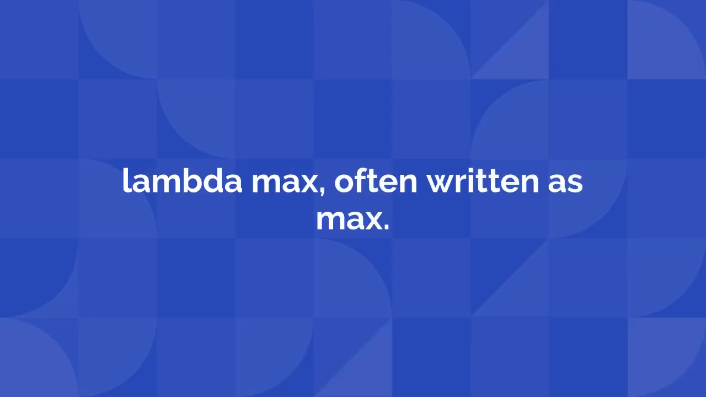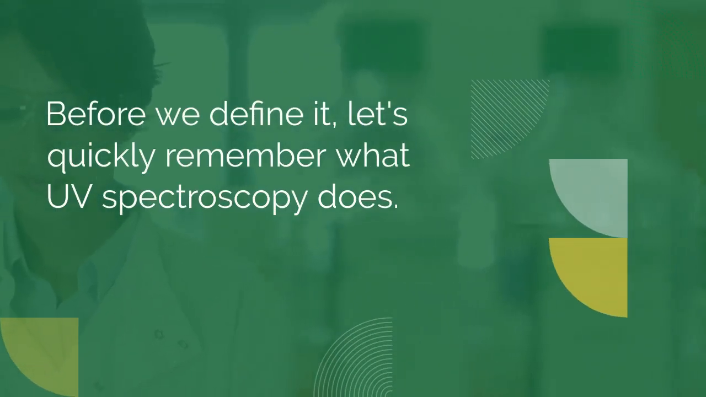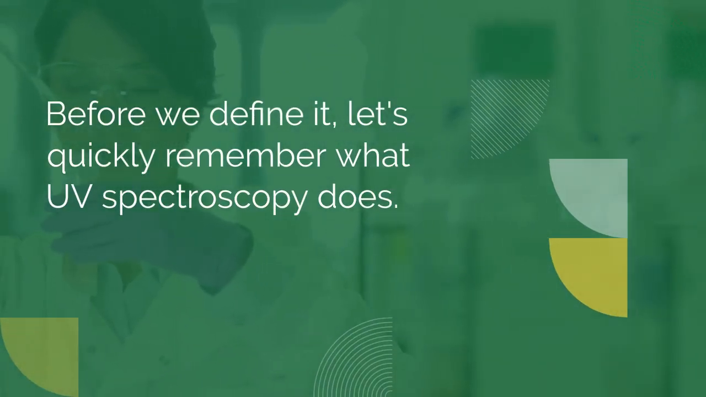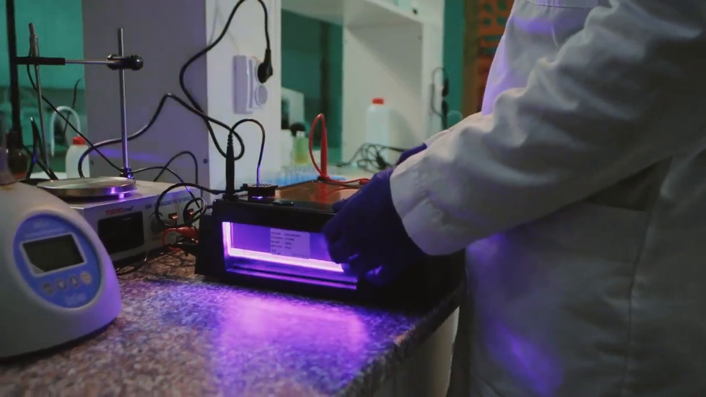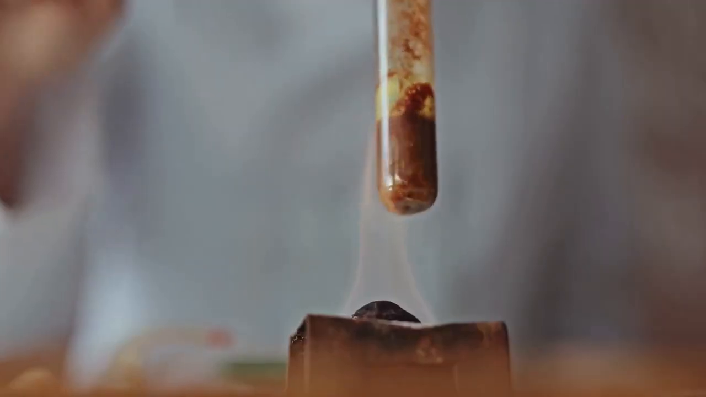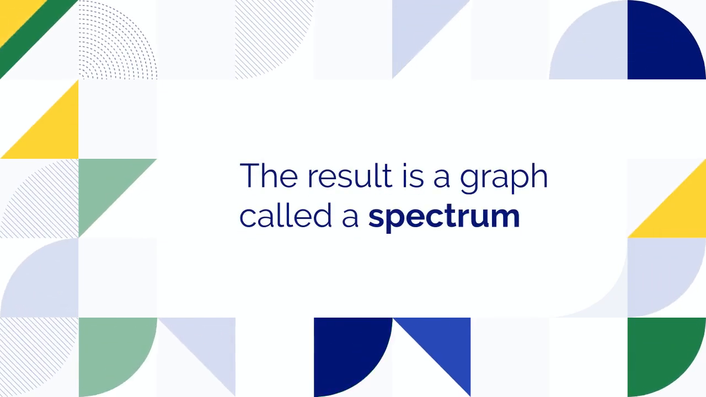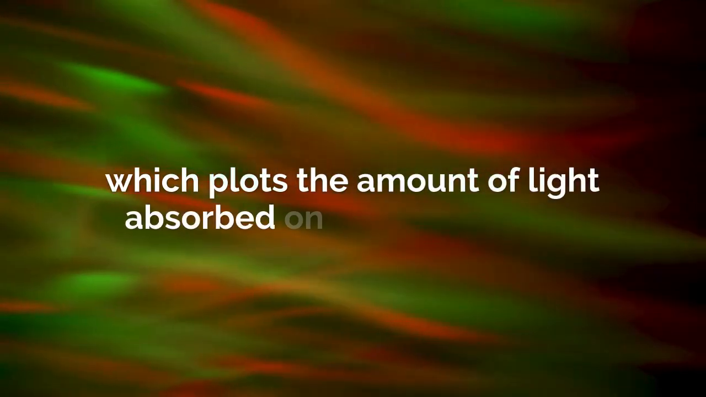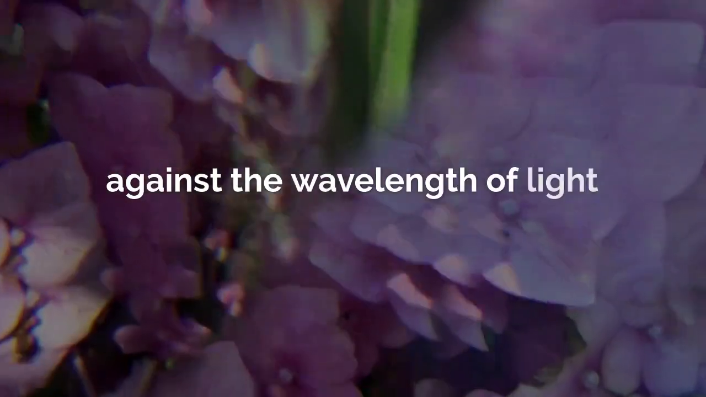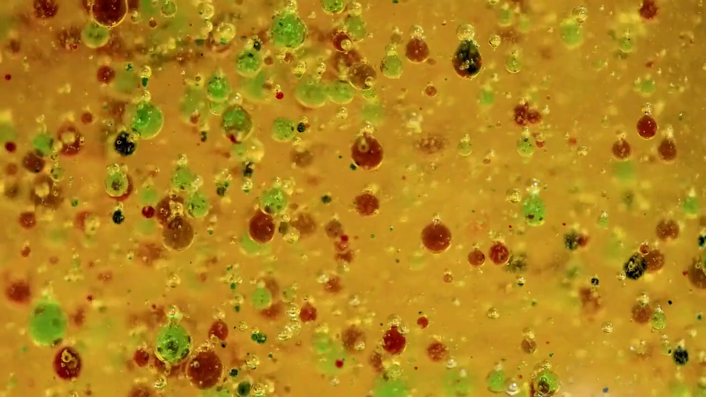often written as λmax. Before we define it, let's quickly remember what UV spectroscopy does. It shines light of different wavelengths through a sample and measures how much light the sample absorbs. The result is a graph called a spectrum, which plots the amount of light absorbed on the vertical axis against the wavelength of light on the horizontal axis. This graph usually shows one or more peaks, looking like little hills.